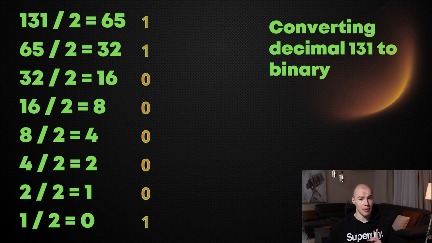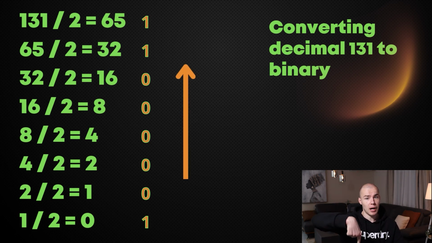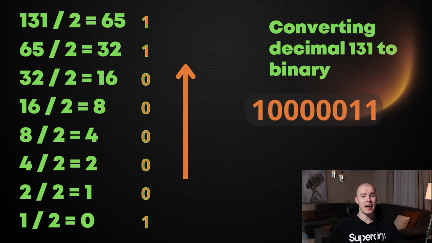And again, if you remember, we are taking numbers from the bottom up, not top to bottom. And when we do that, we are going to get 1 followed by 5 zeros and then 1 1. So this is our representation of decimal number 131. And now basically we have all the parts of our 32-bit floating point representation of number minus 22.625, right? Yeah, that's right.